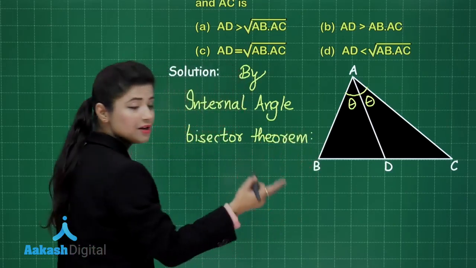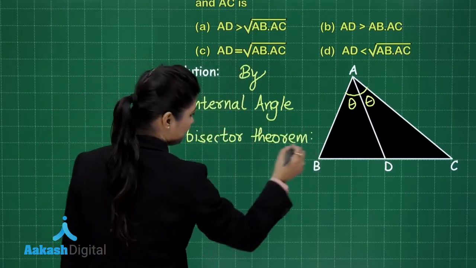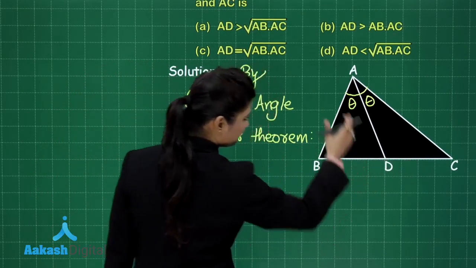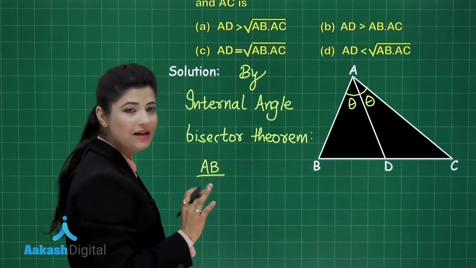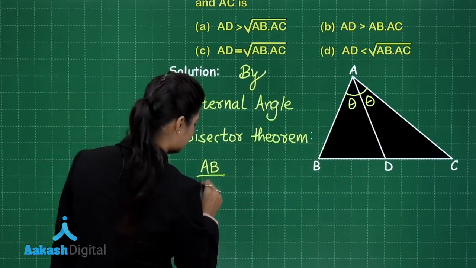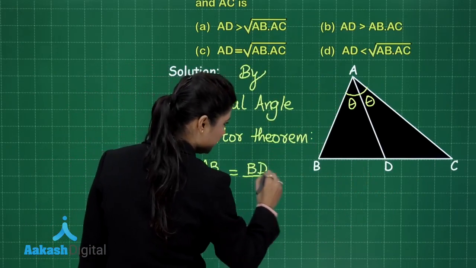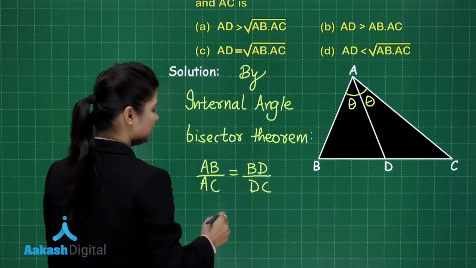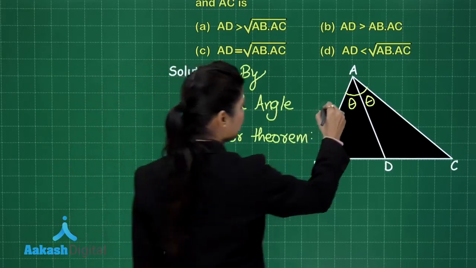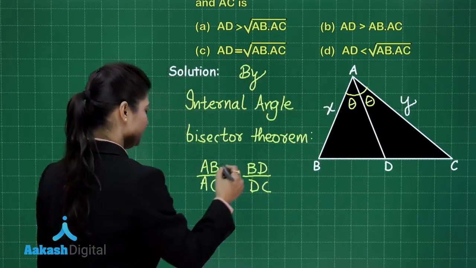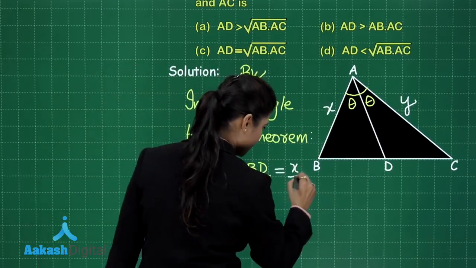we get that the ratio of the two sides is equal to the ratio of the segments into which this angle bisector divides the opposite side. So we have AB/AC equal to BD/DC. Let's consider here that AB is x and AC is y. So this will also be equal to x/y.